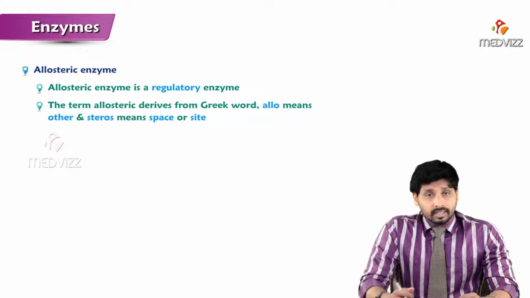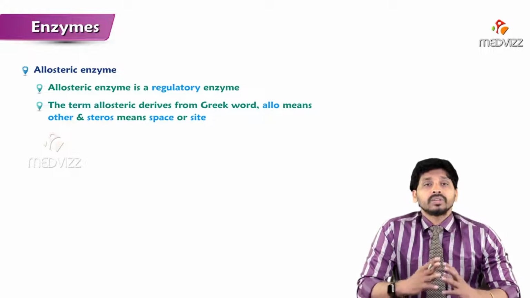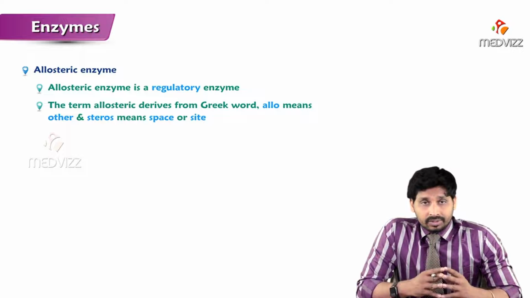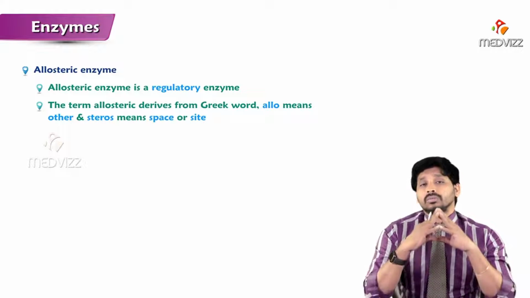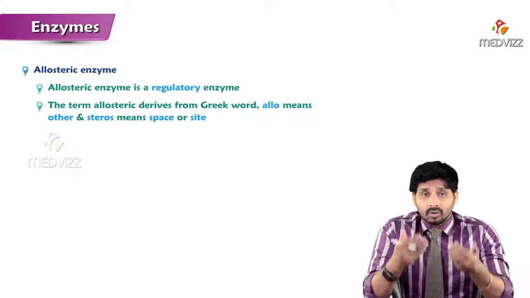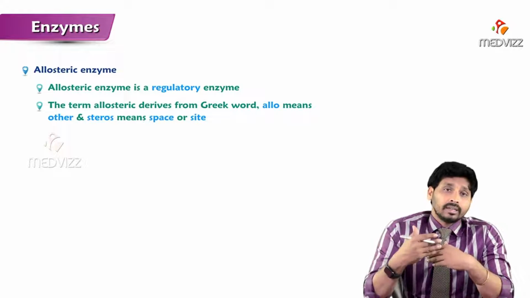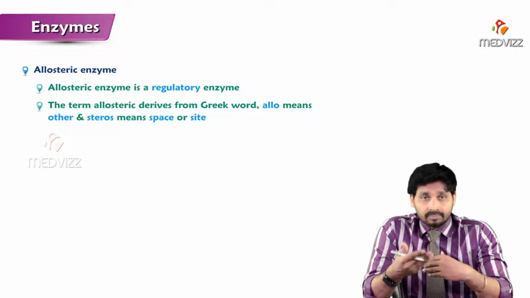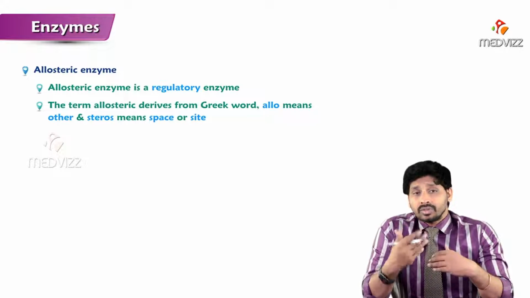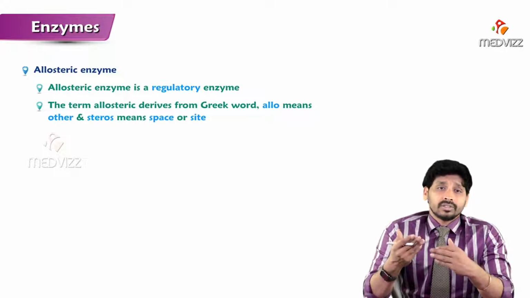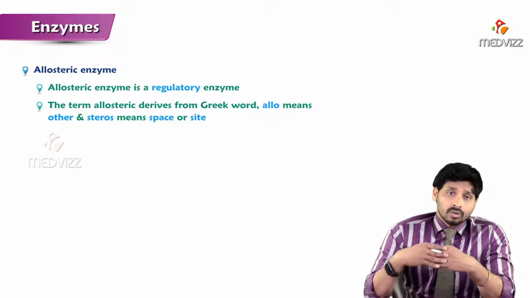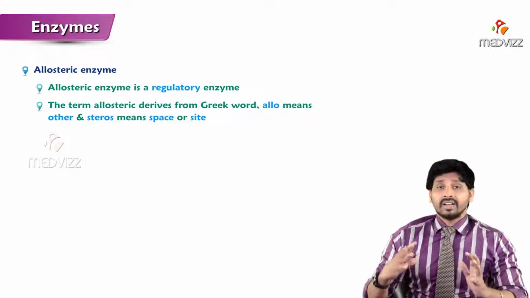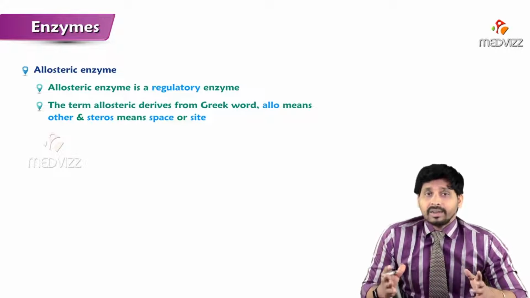Hello everyone, in this video we'll be talking about allosteric regulation of enzyme activity. The enzyme which is regulated by some mechanism, such as the allosteric mechanism, is known as an allosteric enzyme, and that regulation is known as allosteric regulation. So an allosteric enzyme is a regulatory enzyme. What do you mean by a regulatory enzyme?